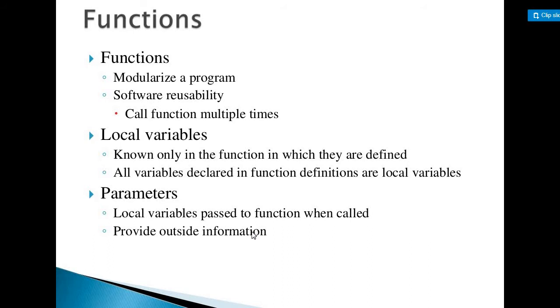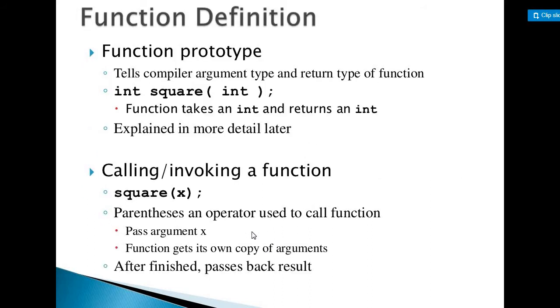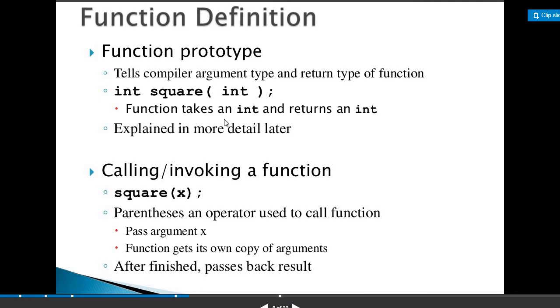Local variables are known only in the function in which they are defined. All variables declared in a function definition are local variables. Parameters are local variables passed to the function when called, which provide outside information. Now function definitions and function prototype. A function prototype tells the compiler the argument types and return type of the function. For example, int square(int). This function takes an integer and returns an integer. So this is the function prototype.